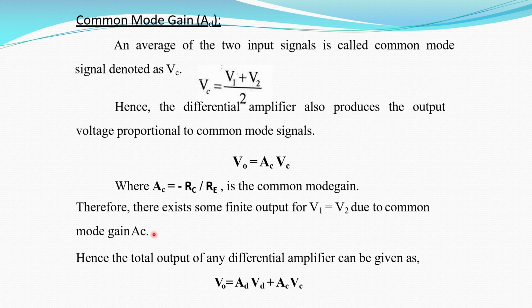Next, by using the differential mode gain and the common mode gain, we are calculating the entire total output of the differential amplifier. So the total output of the differential amplifier is given as V naught is equal to AD into VD plus AC into VC. AD VD is nothing but the differential gain, and AC VC is nothing but the common mode gain. By adding the two modes, we get the final V naught value for the differential amplifier.